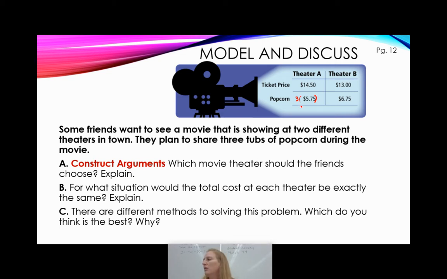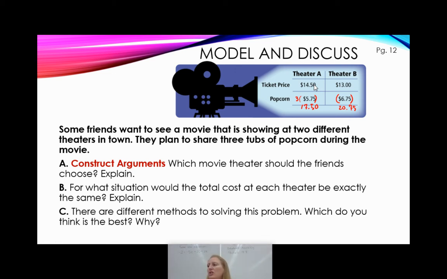I know that the popcorn alone is going to cost them $17.25 at this theater, whereas at theater B, again, 3 tubs of popcorn times 6.75, it's going to cost them $20.25. The only thing is, theater B is cheaper to get in. So it really depends on how many people are going, right? Because while the popcorn's more expensive at theater B, the ticket price is cheaper at theater A.